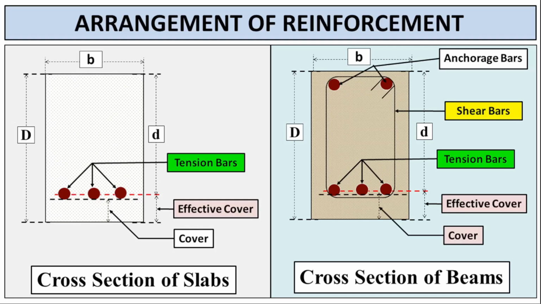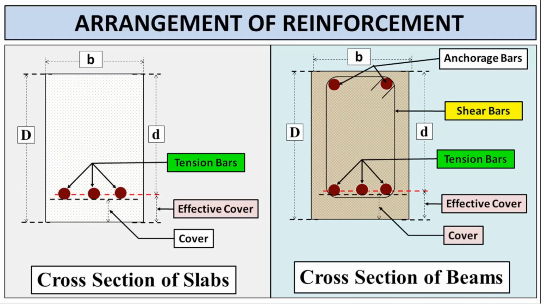The green box highlights these as tension bars. The distance from the bottom of the slab to the center of the tension bars is labeled the effective cover. The cover label points to the concrete surrounding the reinforcement, providing protection. On the right, we have the cross-section of a beam. Again, B indicates the width and capital D the overall depth, with small d being the effective depth.